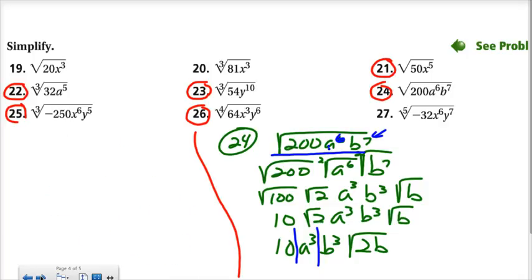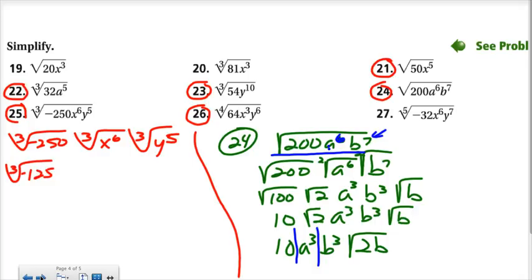Then, number 25, right here, we would start by saying, all right, I need the cubed root of -250, the cubed root of x to the 6th, and the cubed root of y to the 5th. Well, the cubed root of -250, hopefully that had you thinking right away about the cubed root of -125. So we've got the cubed root of -25 times the cubed root of 2, cubed root of x to the 6th, cubed root of y to the 5th, and this is going to give me -5 cubed root of 2.